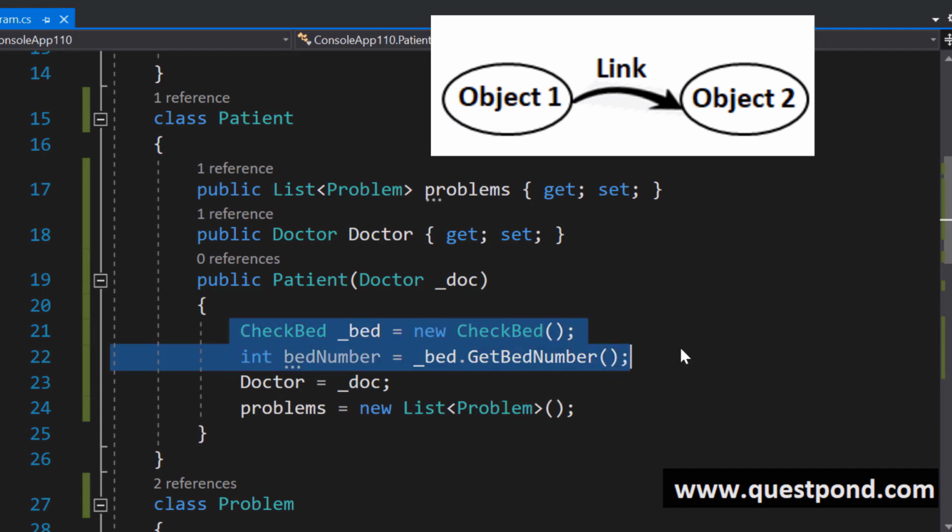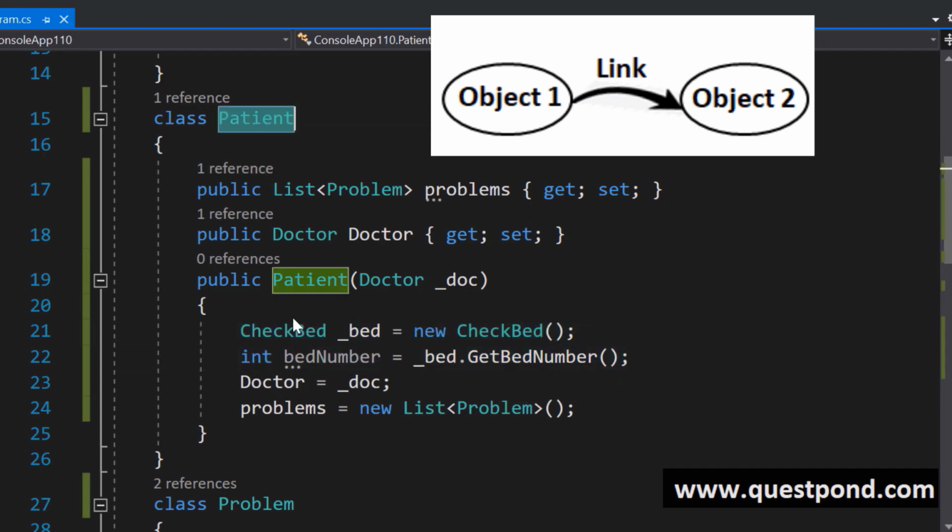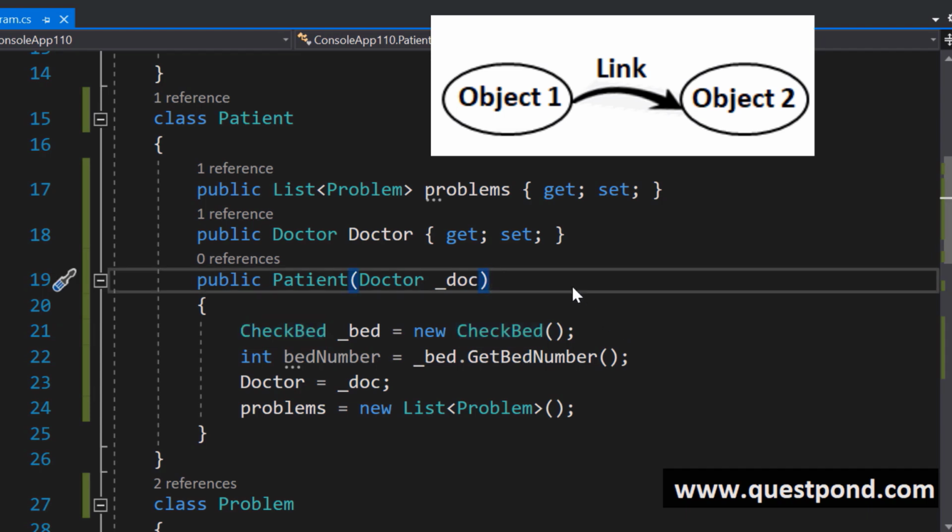Now, if you look at this check bed class, the patient and check bed don't have any semantic relationship. It is more of a technical relationship, you can say. So there is a link between the objects, but it is not aggregation, it is not composition. When developers talk about association, many of them agree that composition and aggregation are a subset of association.